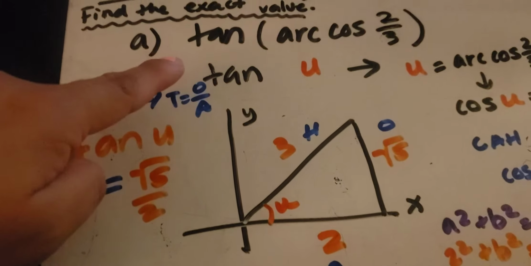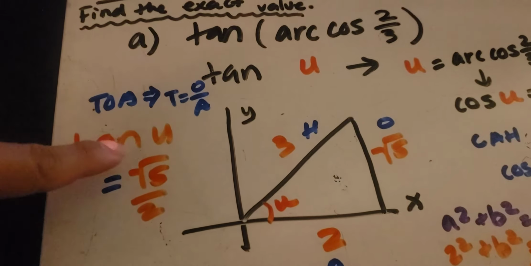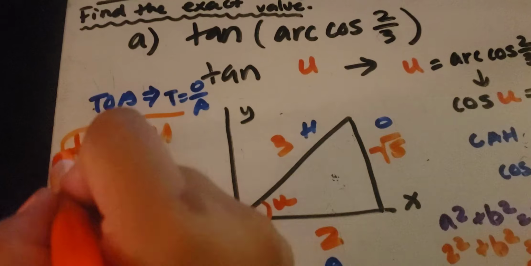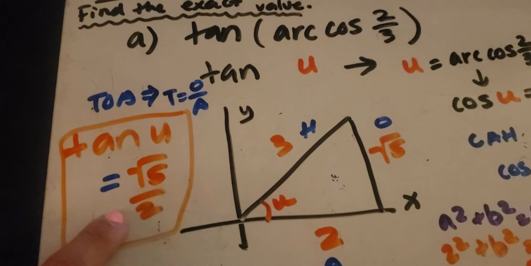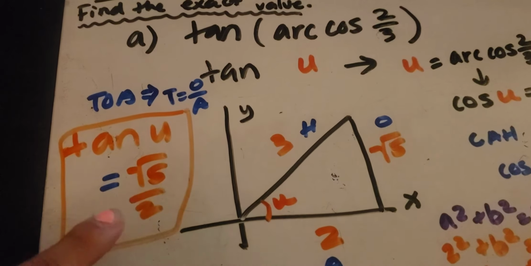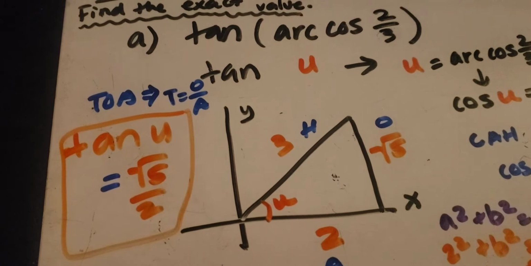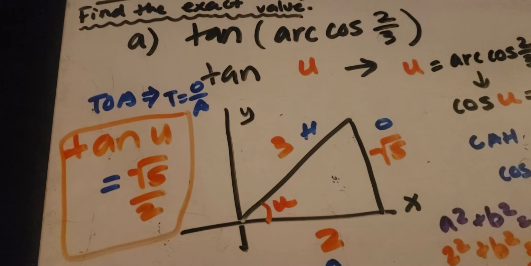When they ask us to find the exact value, we pretty much are finding a ratio, just setting it up. So this is our final answer. Tangent of u is square root of 5 over 2. And we don't want decimals. This is an exact answer. All right, hopefully you were able to follow me. If not, let's move on to another example.